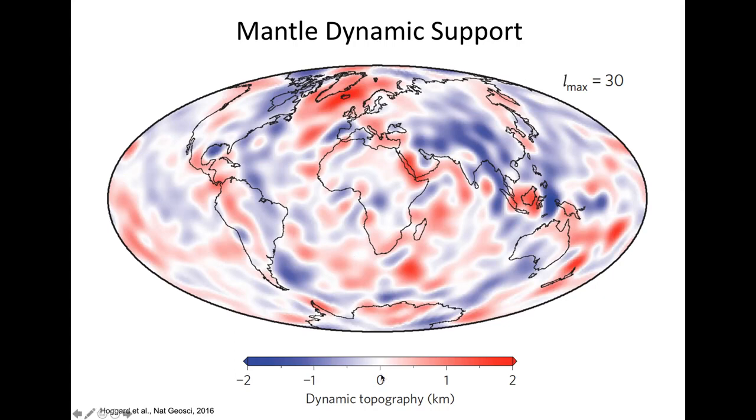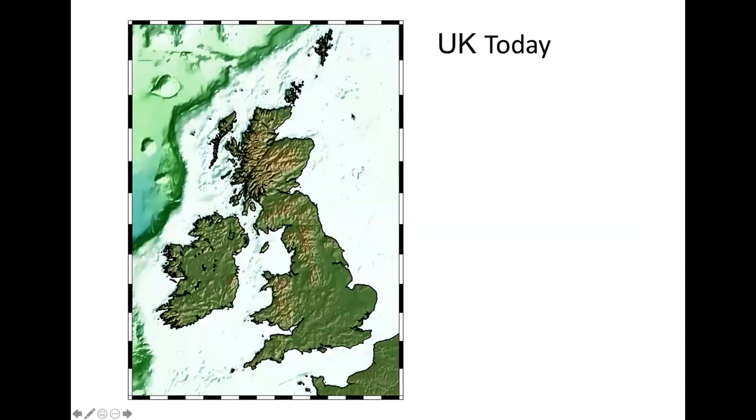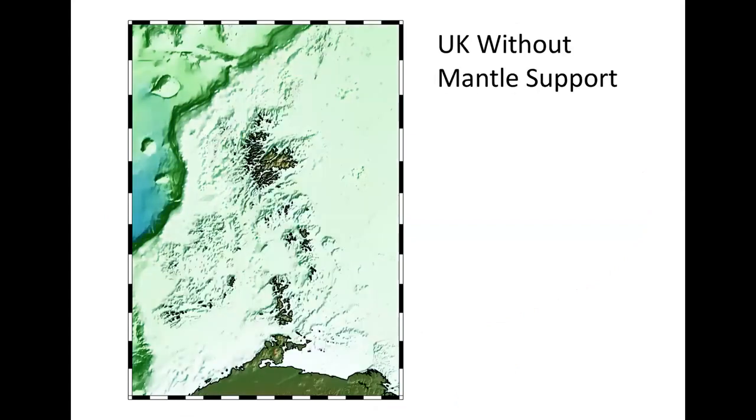And the third thing that I want you to look at is that the biggest red splodge on this map is here in the North Atlantic, centered on Iceland. Okay, and we are actually sitting on the edge of it right now. So if you don't believe that the mantle has much of an effect on your life, this is what the UK would look like if we didn't have dynamic support from the edge of this Icelandic mantle convection cell at present. We would all be underwater.